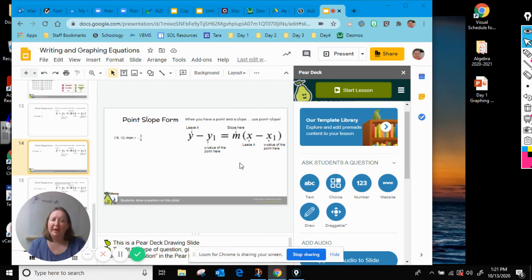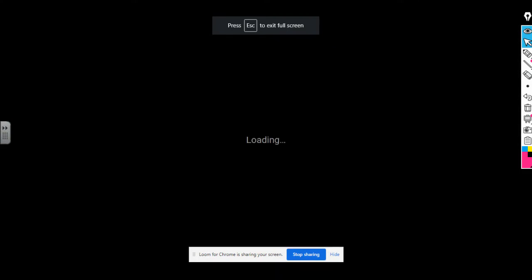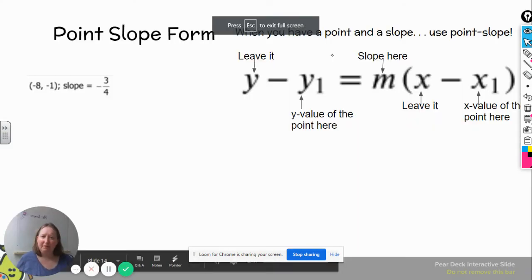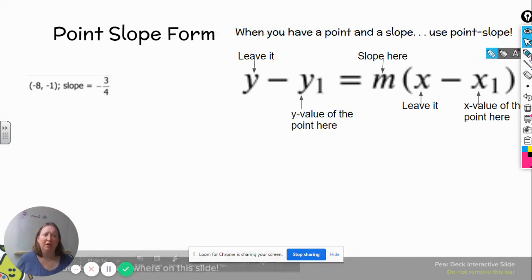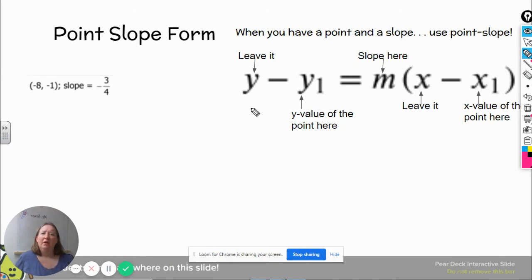This lesson is about how to utilize point slope form when you're given a point and a slope, or when you're given just 2 points. So let me go into presentation mode. Hopefully this will work okay. All right, so we didn't have quite as much time as we needed to in class today. So this is how you do this.